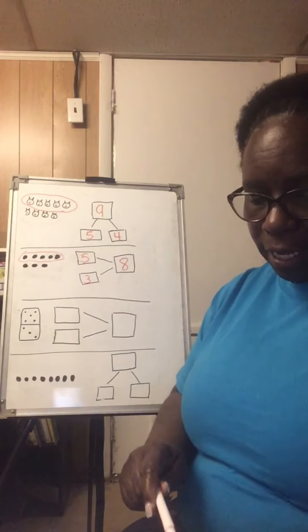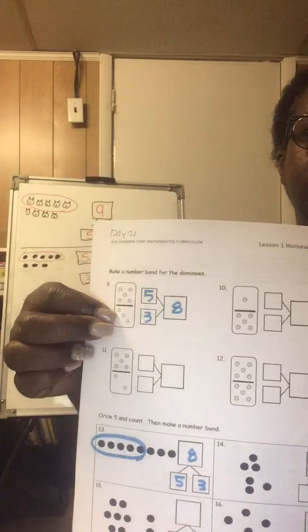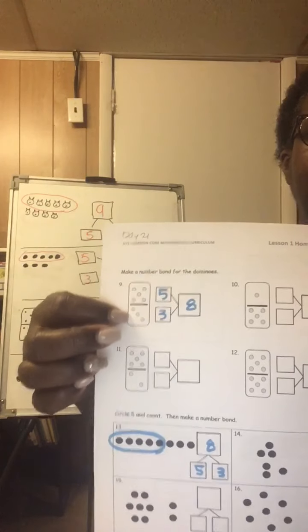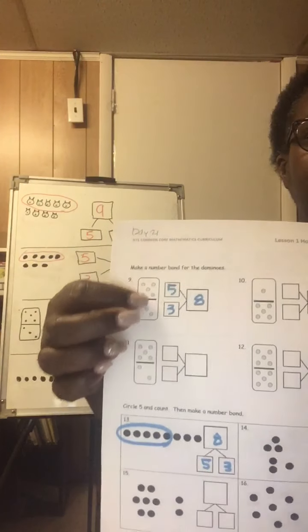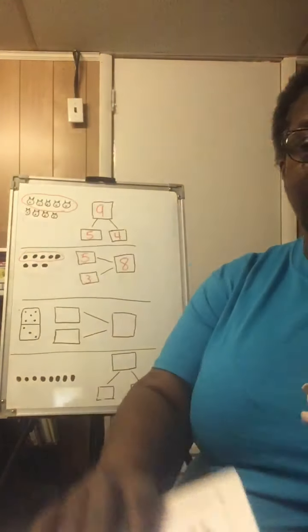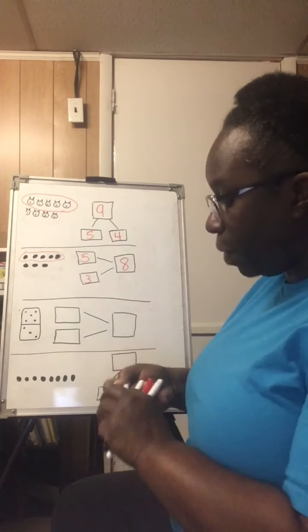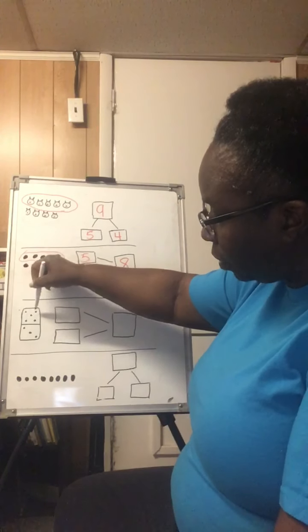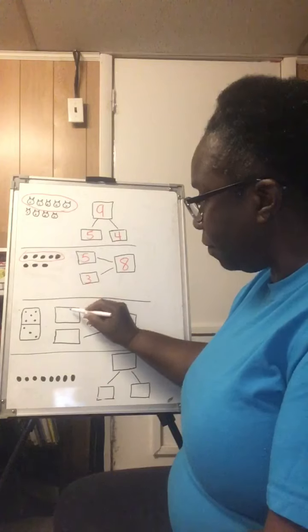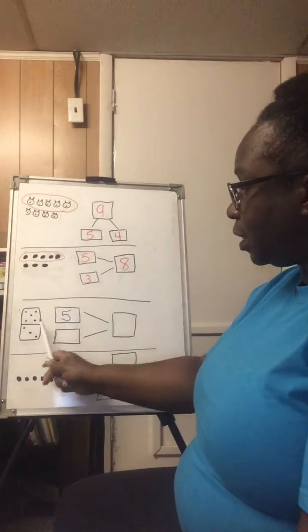The next one they look like little dominoes, okay? This section you're using dominoes. But you're using the numbers on the dominoes, and you're going to make another number bond using these numbers on our dominoes. So in our top part of our dominoes right here, we have how many? 1, 2, 3, 4, 5. We have 5, okay? Using the top of our dominoes.